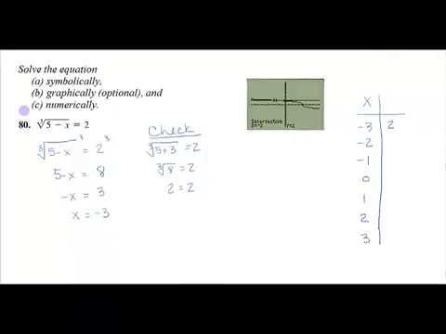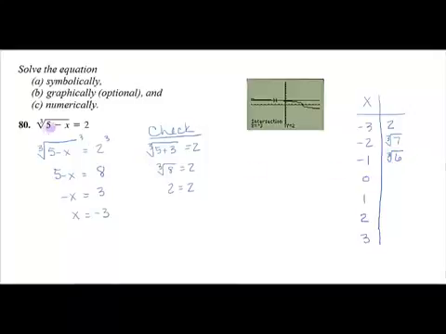Putting in a negative 2, 5 minus negative 2 is 5 plus 2, which is 7. The cube root of 7 is not going to come out evenly. It's going to be the cube root of 7. And negative 1, we get a 5 plus 1, which is 6. That gives me the cube root of 6.